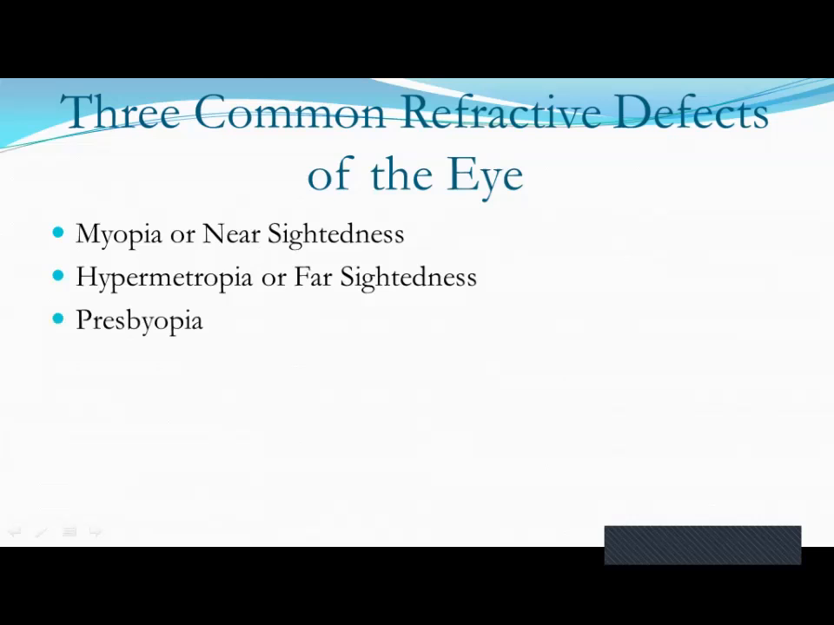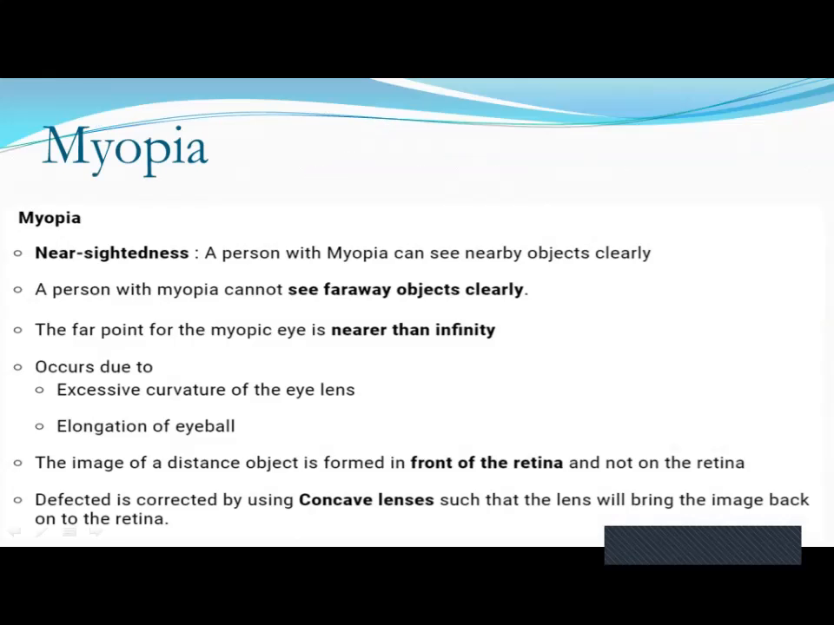And the third one is presbyopia. Presbyopia is happening because of the elasticity which is lost by the human eye. The lens contracting and expanding is done by the ciliary muscles. So because of age and some defectiveness of the ciliary muscles, this presbyopia problem will happen. Okay, and we'll first see myopia in detail. The first one is myopia.